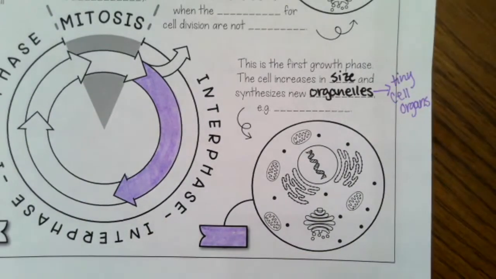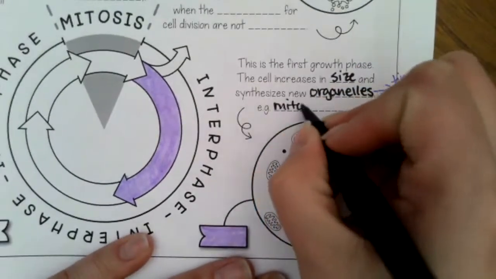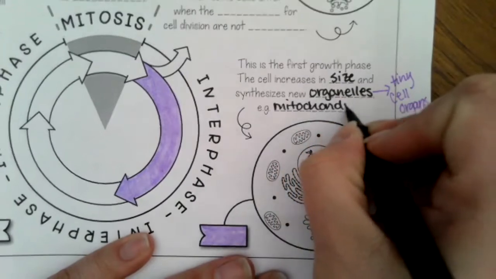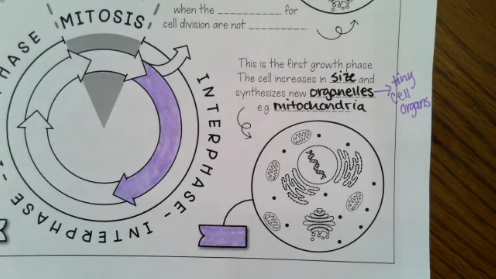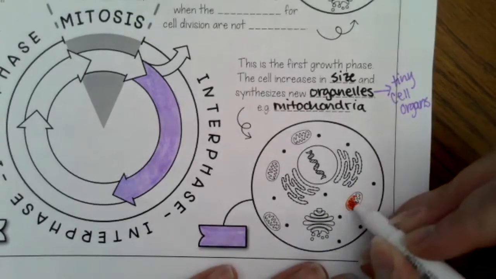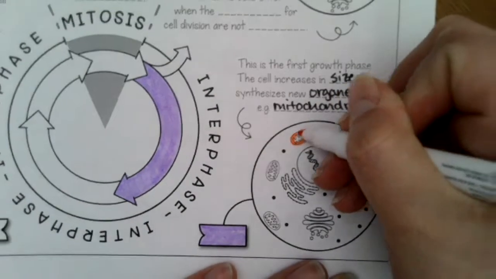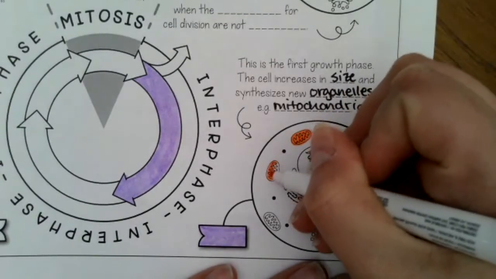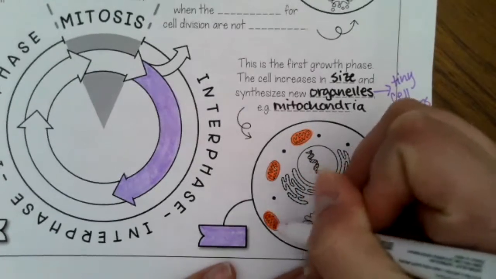Now, an example of these tiny cell organs includes our mighty mitochondria. If you think back all the way to photosynthesis, that is where we first met our mighty mitochondria. I'm going to go ahead and color those in with this orangey red color, just because, like I said, they are going to provide us with some power. They're going to charge our cell and the processes that go on in our cell. All right, so there's our mighty mitochondria.